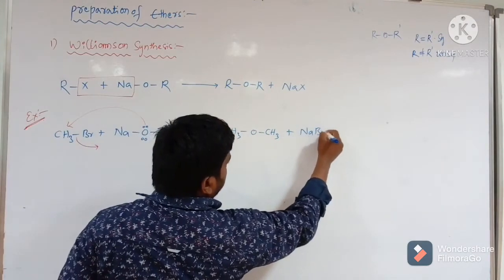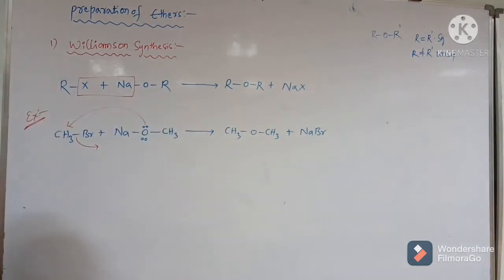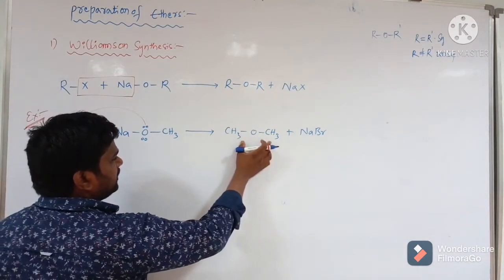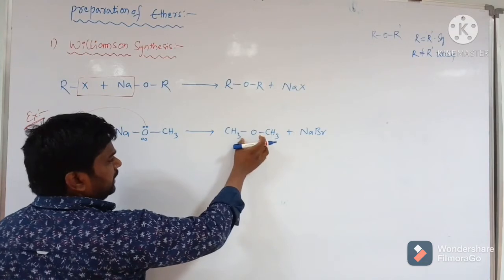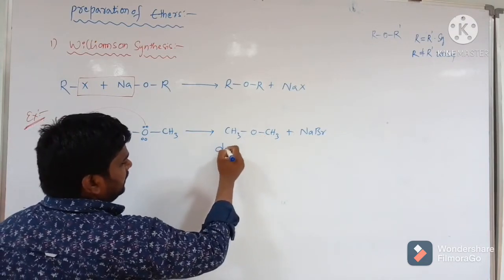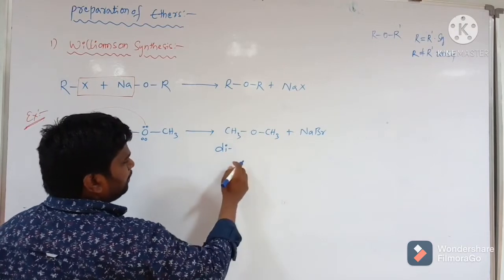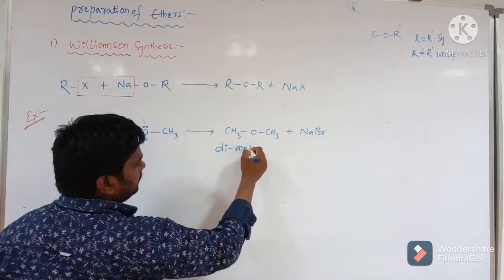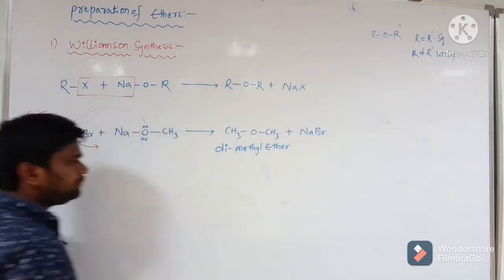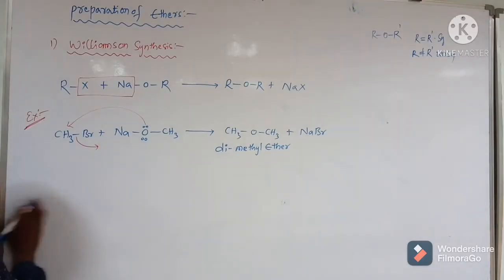So this is which type of ether? This is a symmetrical ether. Both alkyl groups on the oxygen are the same. It belongs to symmetrical ether. So it is dimethyl ether.